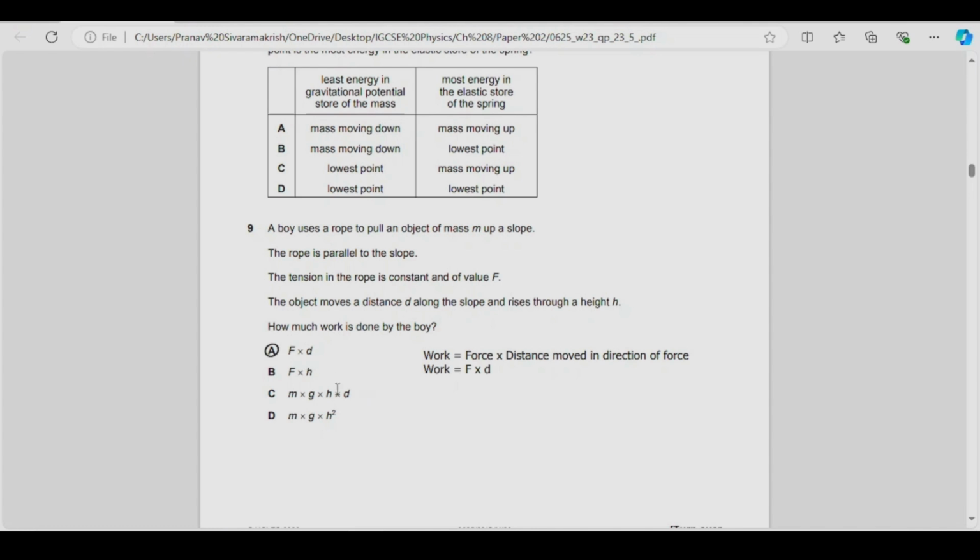But just to check the other ones, B is given to confuse you. It shows that it's force multiplied by the height. But obviously we know the boy is not lifting the object up. Instead, he is pulling it up a slope.